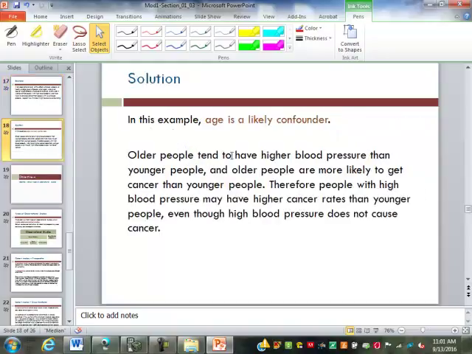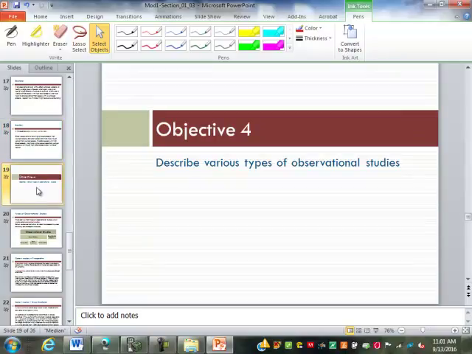So the book's example here: older people tend to have higher blood pressure, and older people are also more likely to get cancer. So there's another possible confounding factor. We can't tell whether it was the age or the actual blood pressure that caused the issues.